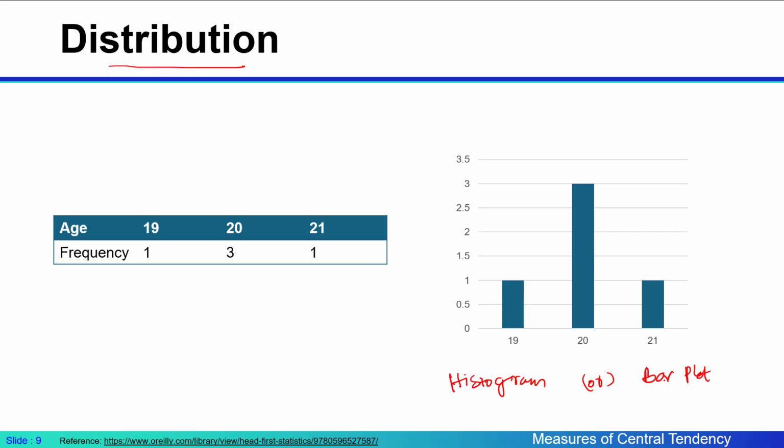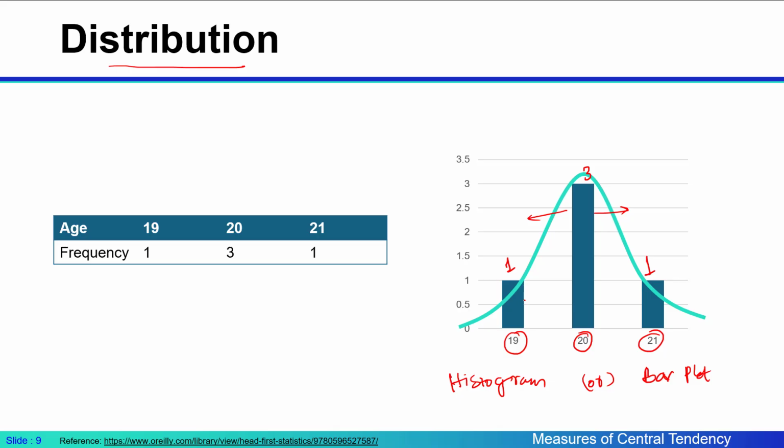In a histogram or bar plot, we generally see the distribution of data. Let's say this is a simple bar plot: at age 19, we found 1 person; age 20, we found 3 persons; age 21, 1 person. And if you look at the distribution, it looks more symmetric, right? So an equal number of people are distributed on both sides of the mean. Okay, that is the distribution of the data.